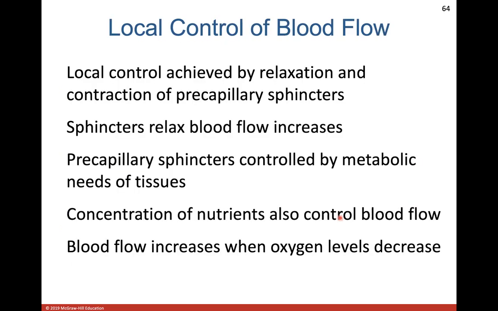Local control of blood flow is achieved by relaxation and contraction of sphincters called precapillary sphincters that will control blood flow into these capillaries, and the sphincters will relax to increase blood flow through the capillaries. Precapillary sphincters are controlled by metabolic needs of the tissues, and concentration of nutrients also controls the blood flow. And blood flow will increase when the oxygen levels decrease.